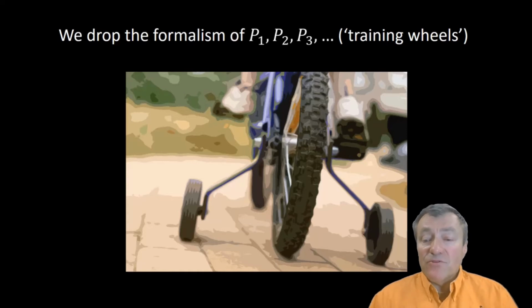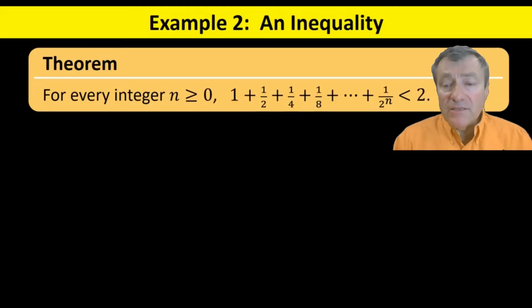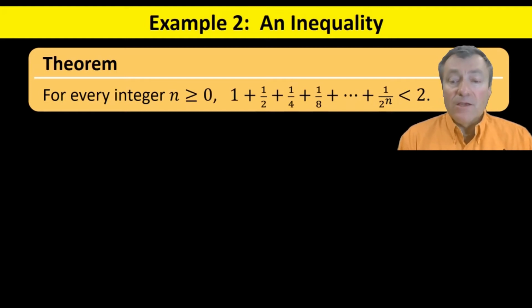A more typical proof by induction is more organic than this, so let's look at some examples. In this example, I want to prove that for every non-negative integer n, the sum 1 plus a half plus a quarter plus ... plus 1 over 2 to the n is less than 2.